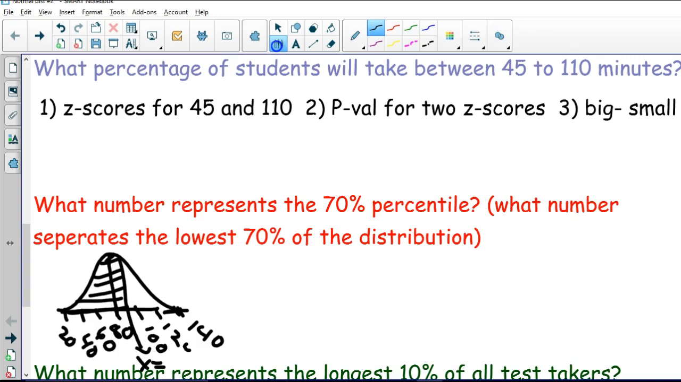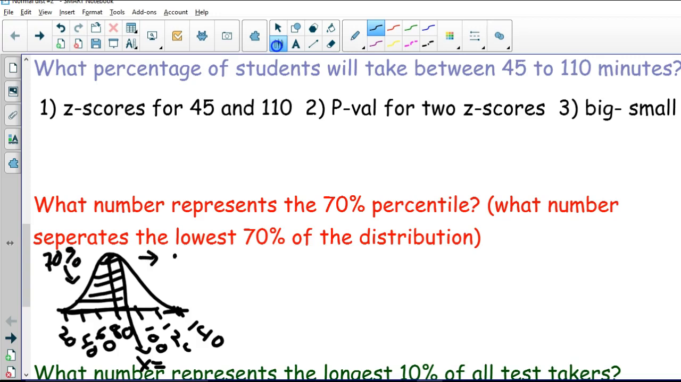So we know the mean's 80. We know the standard deviation's 20. I went 3 above, 3 below. Now the big deal is, though, okay, well, I need the 70th percentile, and I can't tell based off the 68, 95, 99.7 rule. So any suggestions? Yeah, we need to go to the table. We know this is 70%.